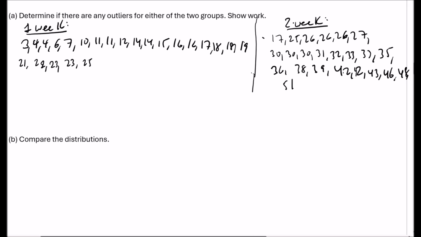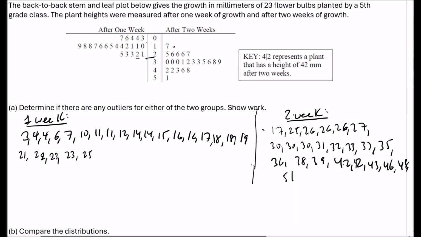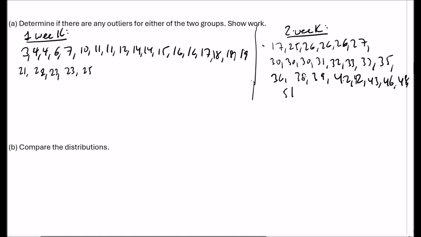So now let's go ahead and find the quartiles. So since there are, in this case, it says gives a growth of 23 flower bulbs planted by a 5th grade class. So there are 23, right? Okay, so there's 23 of them, which means that the halfway point for 23 is going to be at the 12th number. Okay, so the 12th number.